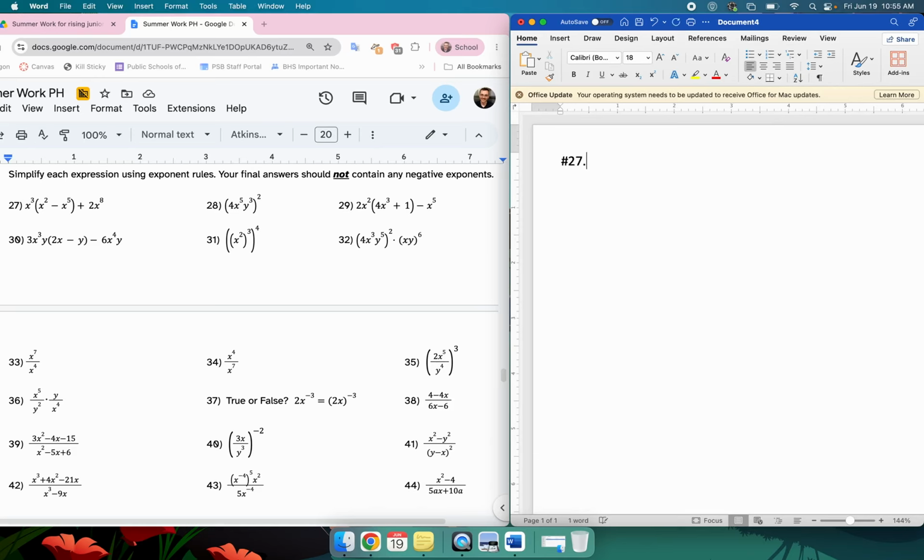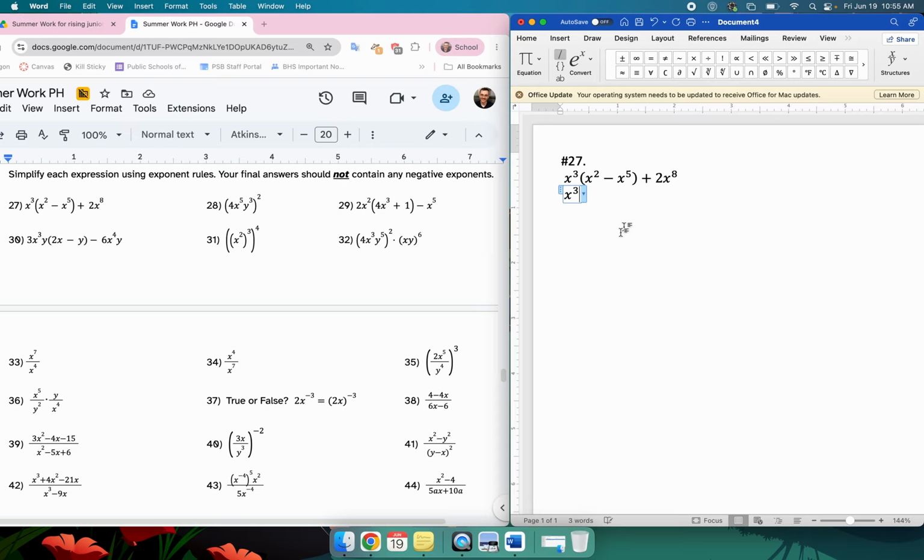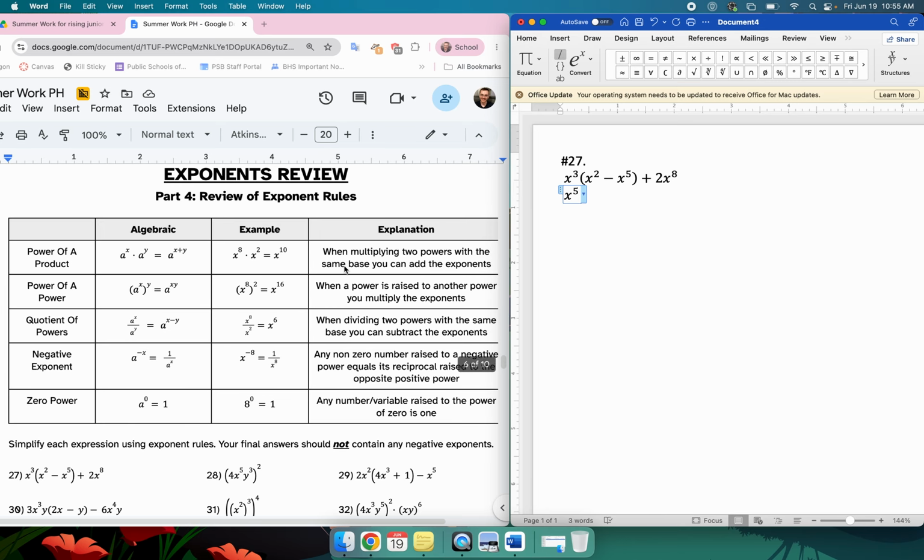27, I would start by distributing. We have x cubed times x squared minus x to the 5th plus 2x to the 8th. You should start by distributing that x cubed times x squared, which will give you x to the 5th.